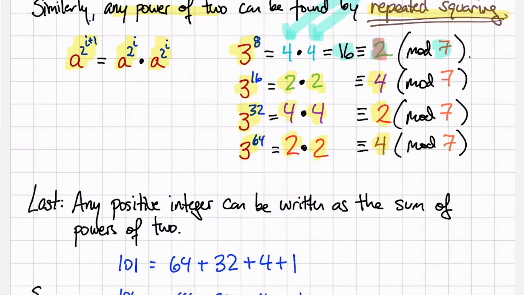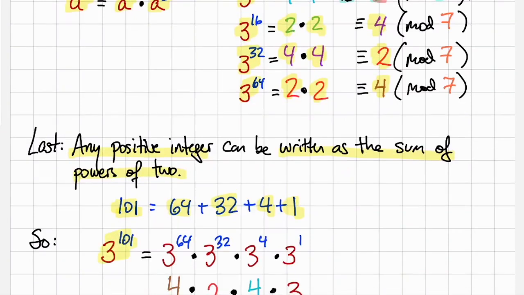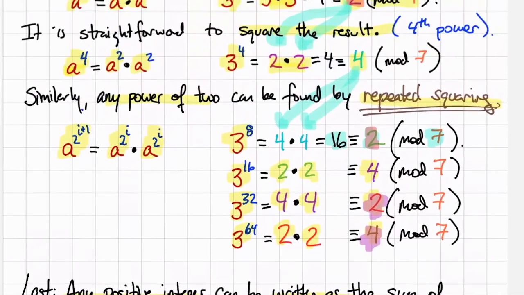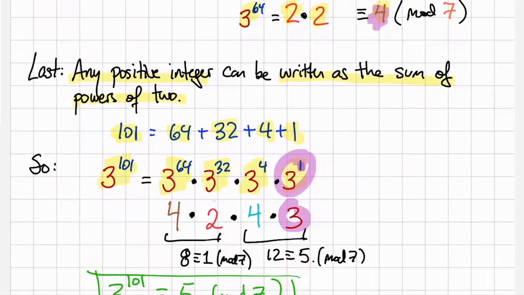So how is this helpful? We're going to use the fact that any positive integer can be written as the sum of powers of 2. We wanted to calculate 3 to the 101 power. 101 is equal to 64 plus 32 plus 4 plus 1, which means that 3 to the 101 power is equal to 3 to the 64 times 3 to the 32 times 3 to the 4 times 3 to the 1 using the laws of exponents. And we can just take those from above. 3 to the 64 is 4, 3 to the 32 is 2, 3 to the 4th is 4, and 3 to the 1, that's just 3. So 3 to the 101 is equivalent to 4 times 2 times 4 times 3 mod 7.